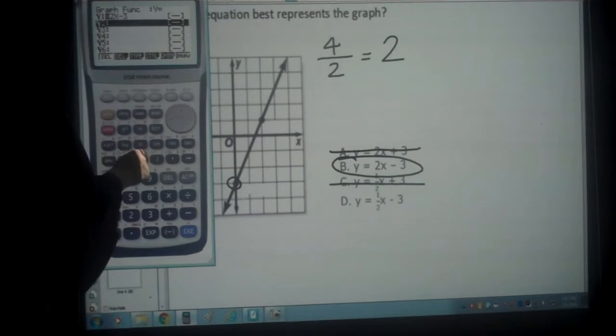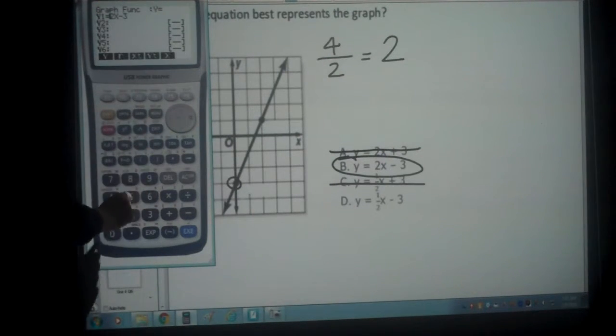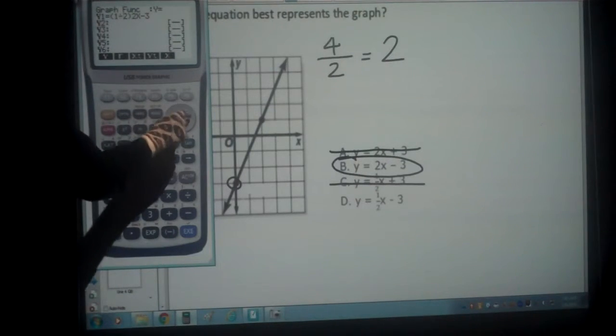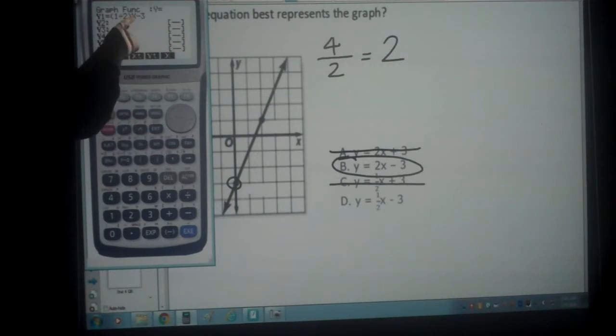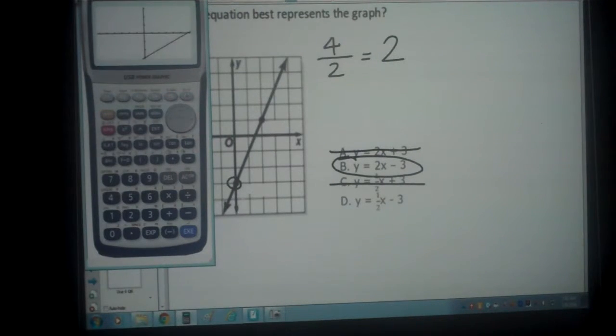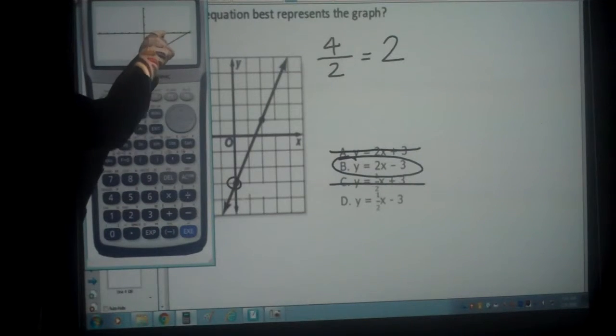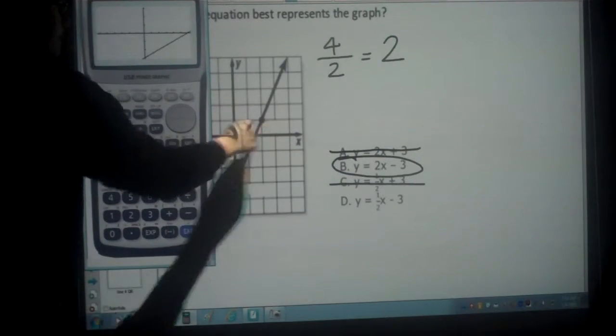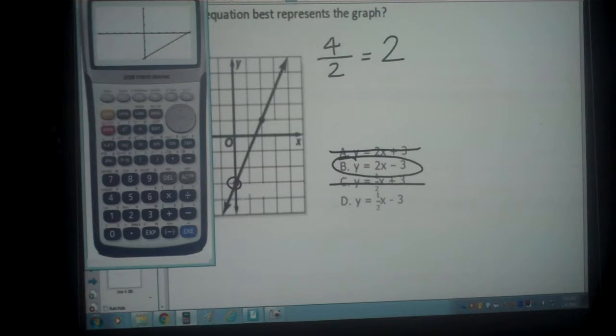For example, if I was to try D, which is the other option, I'm going to put the 1/2 in parentheses just to make sure I don't make any careless mistakes. 1/2 x minus 3, and then try drawing that one. You can see that the x-intercept is at a totally different place here, 1, 2, 3, 4, 5, 6, whereas it's clearly not 6 squares across on our graph. You can also see the slope looks totally different, but sometimes that's just because of the scale of the window, so it's good to check exactly where it crosses through the axes.